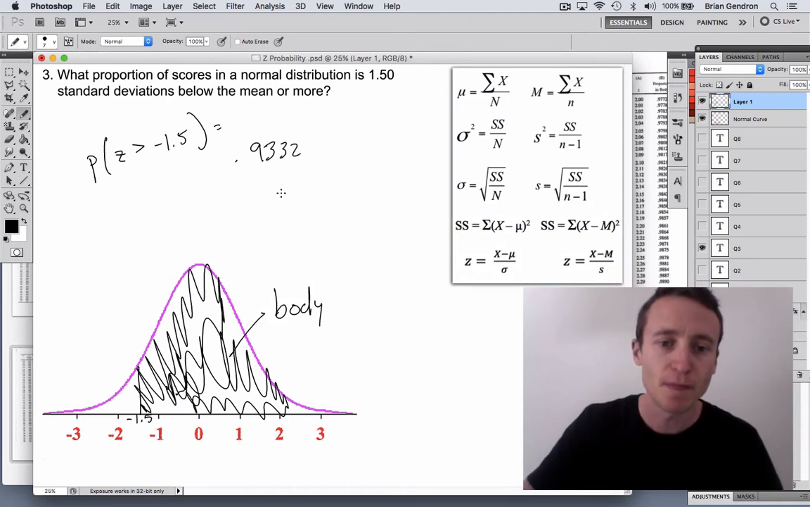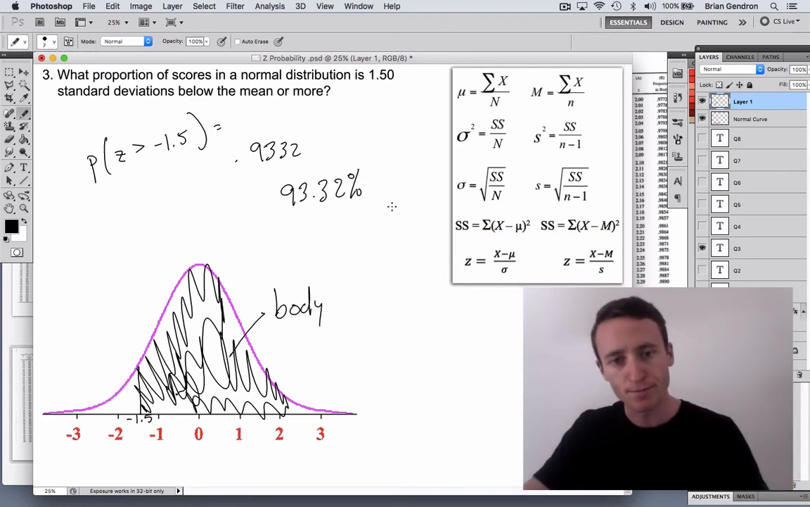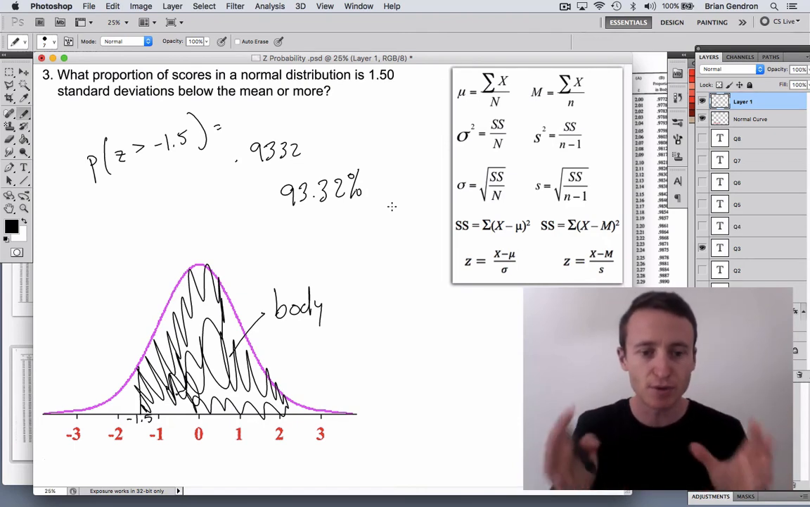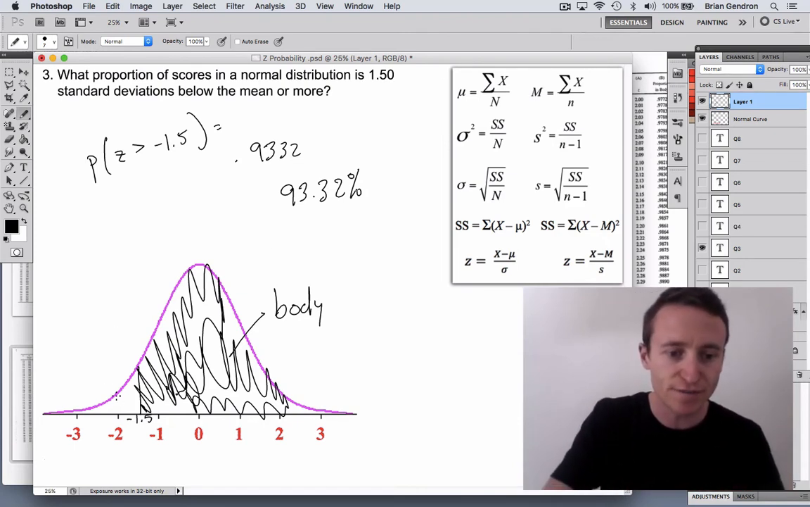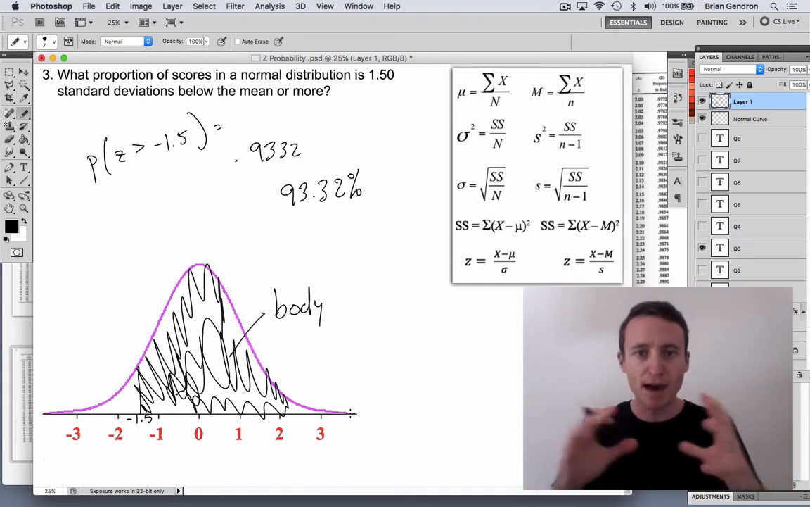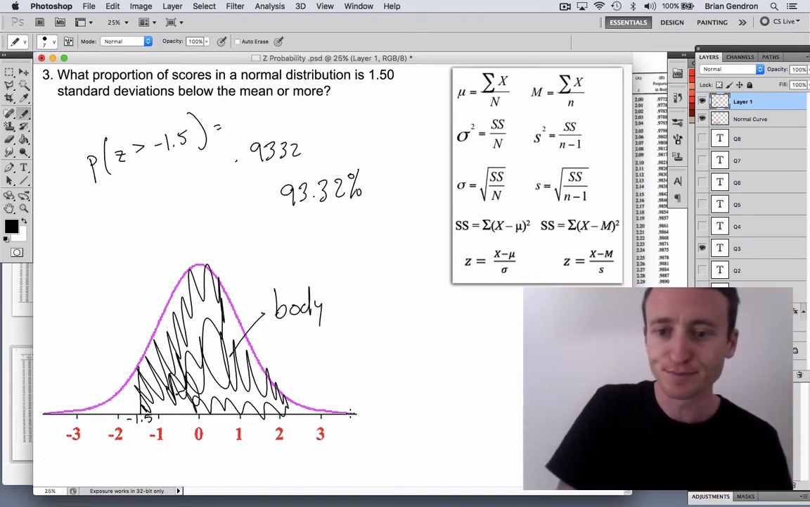That's the proportion. And in percentage form, 93.32% of scores are 1.5 standard deviations below the mean or more. Interestingly, if you added up the answer from number 2 and number 3, you get 100%, because the question right before this was less than this value. This question is greater than. So combined, you have the entire curve. You have 100% of all scores.